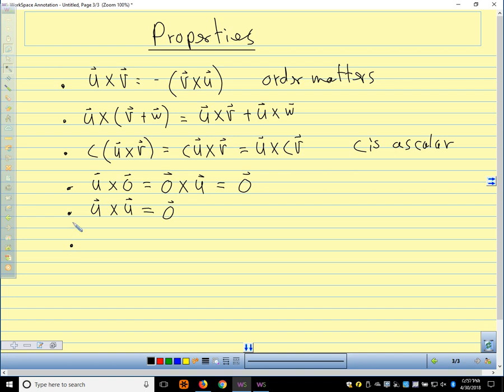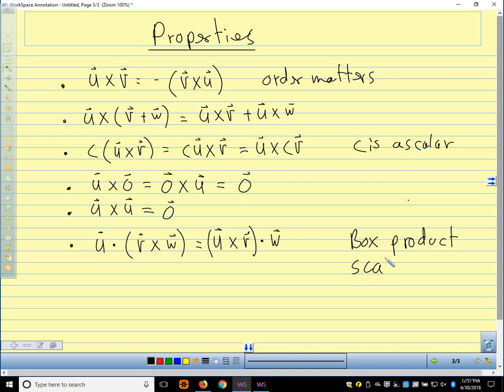And then this last one, we'll write it down, then we'll come back to it in a little bit. U dot V cross W equals U cross V dot W. And we call this the box product or the scalar triple product. And we'll talk about why it's called the box product in just a minute.